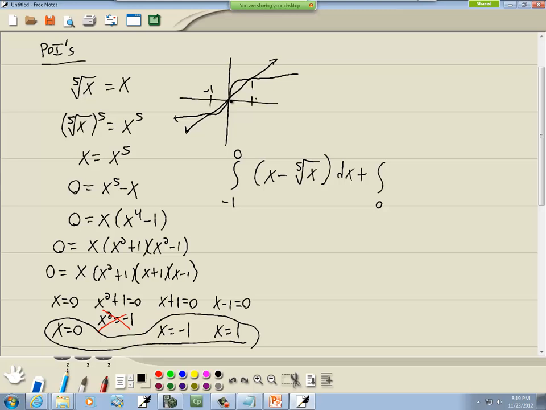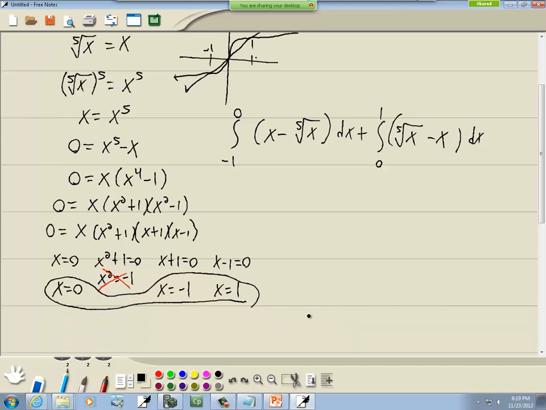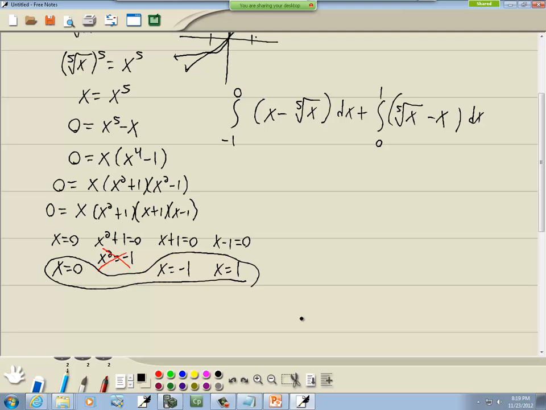And then at 0 it changes, and it's going to 1, because it has to match our points of intersection, our limits here. From 0 to 1, it looks like this curvy part is above, which is the fifth root of x minus x. Because x is a straight line, which is obviously below. Okay, so that's our setup. So let's go through and find this.